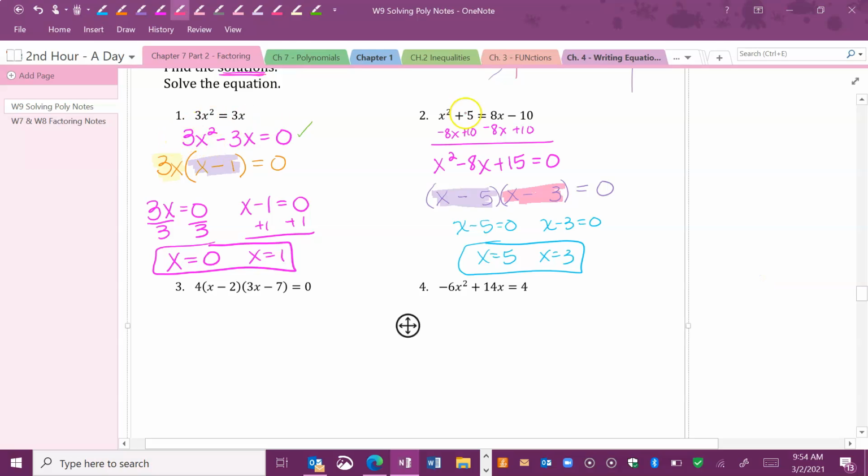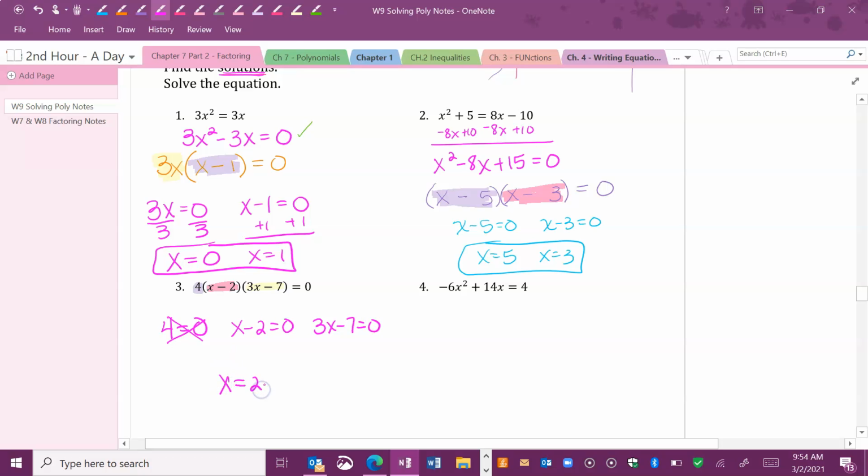Think about it. From here, we set it equal to 0, then we factored. I'm already factored, so I already have these factors. So I'm going to set all 3 equal to 0. Okay, when I set 4 equal to 0, that doesn't make any sense. That doesn't have a variable, okay? So I have x minus 2 equals 0 and 3x minus 7 equals 0.